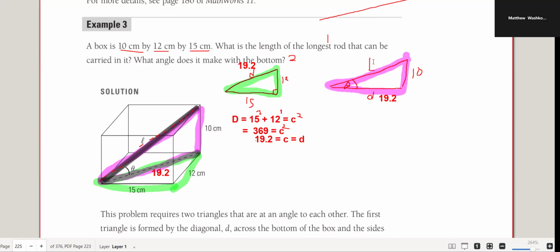Pythagoras. L is going to be my C in this case. It's the hypotenuse. So I'm going to say 19.2. So 19.2 is my A, plus 10 squared is my B, is equal to C squared, which is my L.